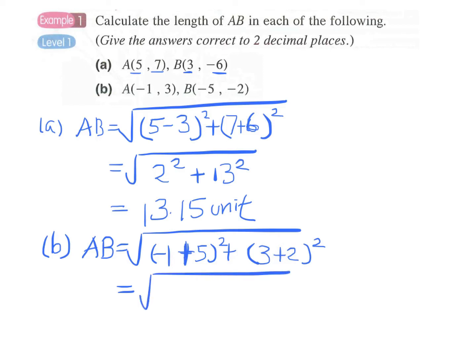And again, we simplify the expression. This will be the square of 4, which is 16. The square of 5, it will be 25. And our answer is 6.40 units.